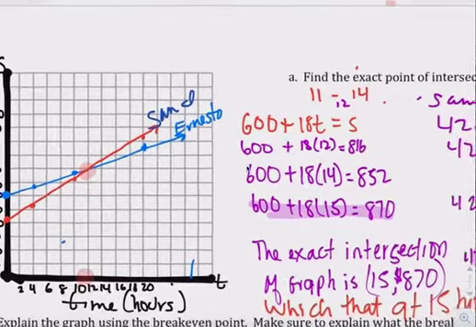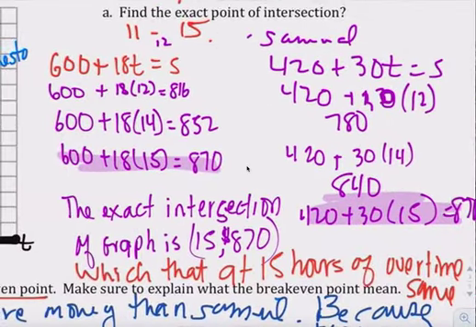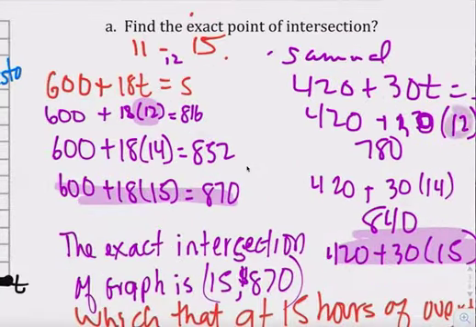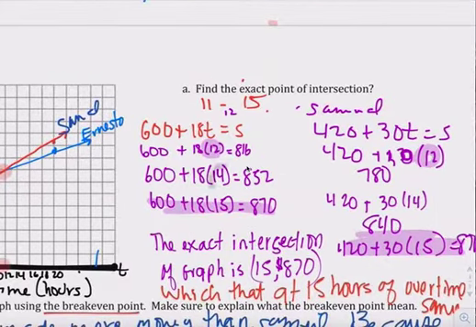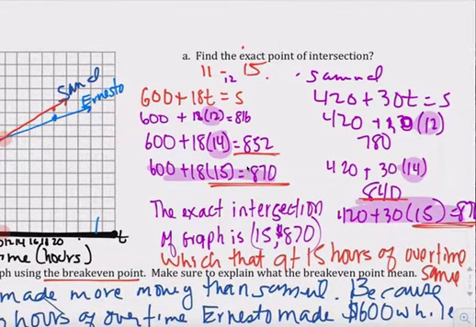I graphed. I looked at this and I thought it was between 11 and 14, and I tried all the numbers starting with 12 and it still didn't make sense. Actually, it was 11 to 15. My graph was a little bit off. I kept trying numbers. I started with 12, you see, 12 for Ernesto, and then 12 for Samuel. That didn't work, and I tried 14, bigger number, 14. That didn't work either, because it got this and that. And then 15, finally it worked. At 15, they both got 870.